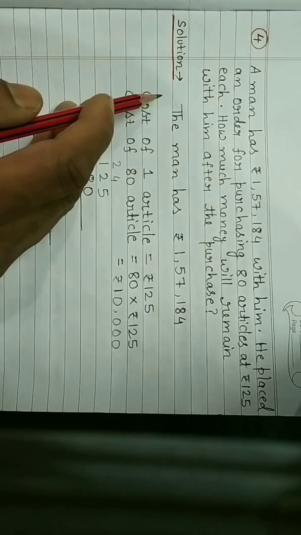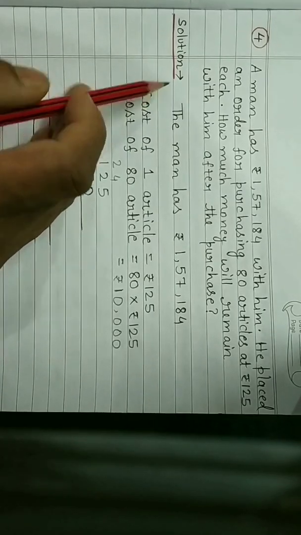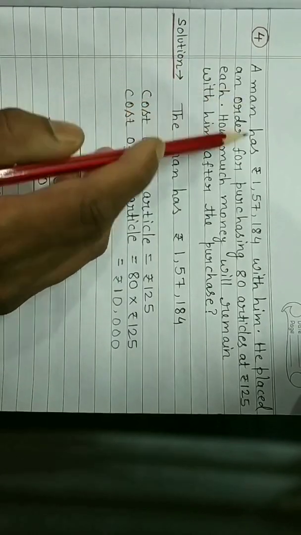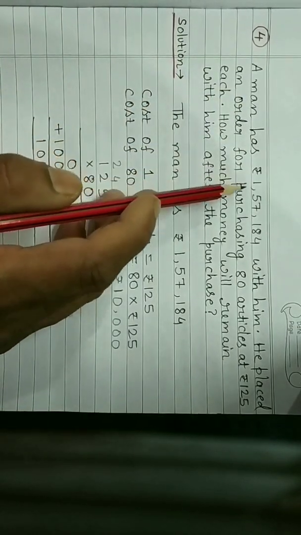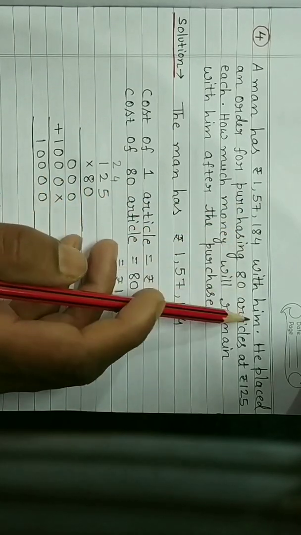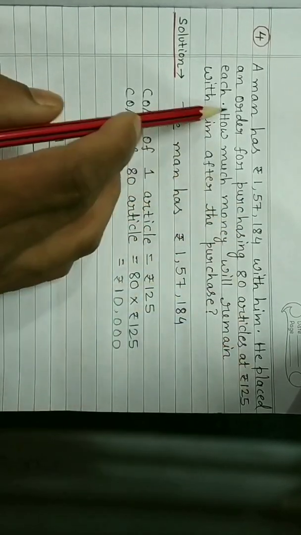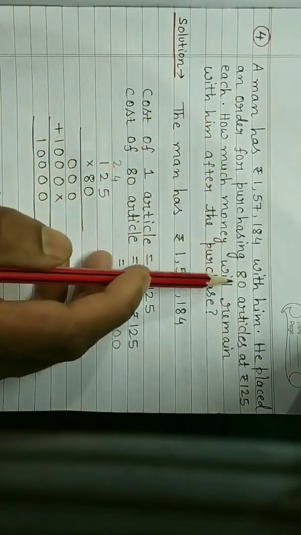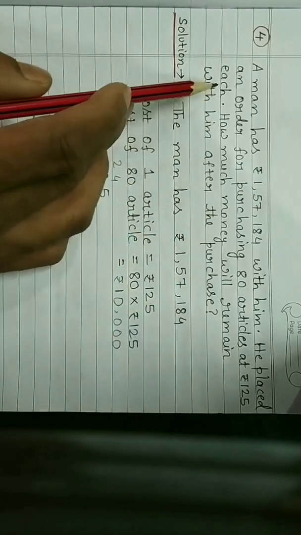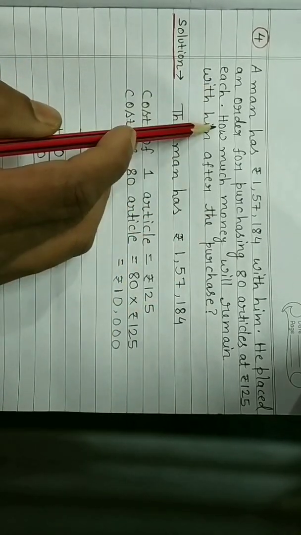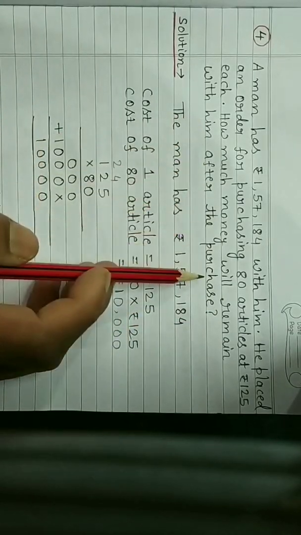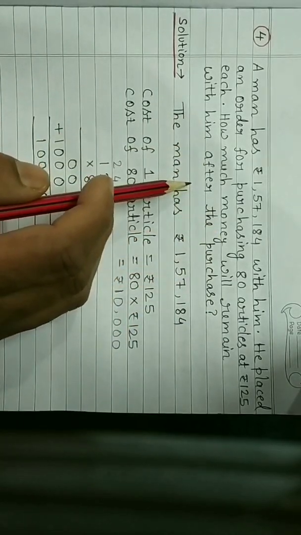Now it is the time for the fourth question, and the fourth question is: a man has rupees 1,57,184 with him. He placed an order for purchasing 80 articles at rupees 125 each. How much money will remain with him after the purchase?